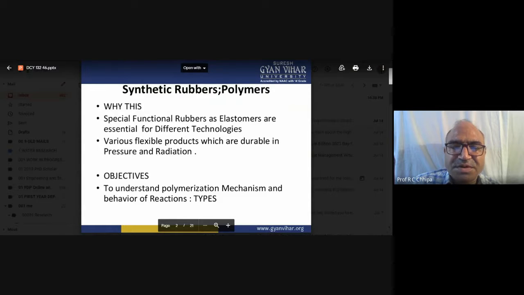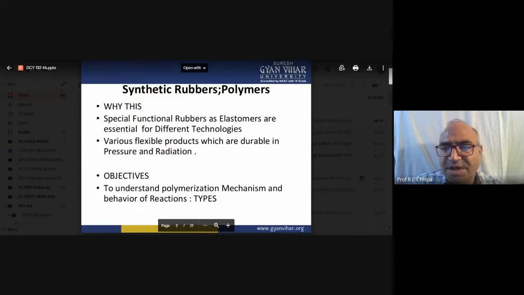In different technologies, from robots for space research to automobiles, we need certain elastomers, generally rubbers. In many technologies the rubber part is essential, and the functional value of that rubber must be there. Even in automobiles, for tires and tubes, specially characterized rubbers are to be used. All of you know about the tire and tube, and tubeless tires are also there.